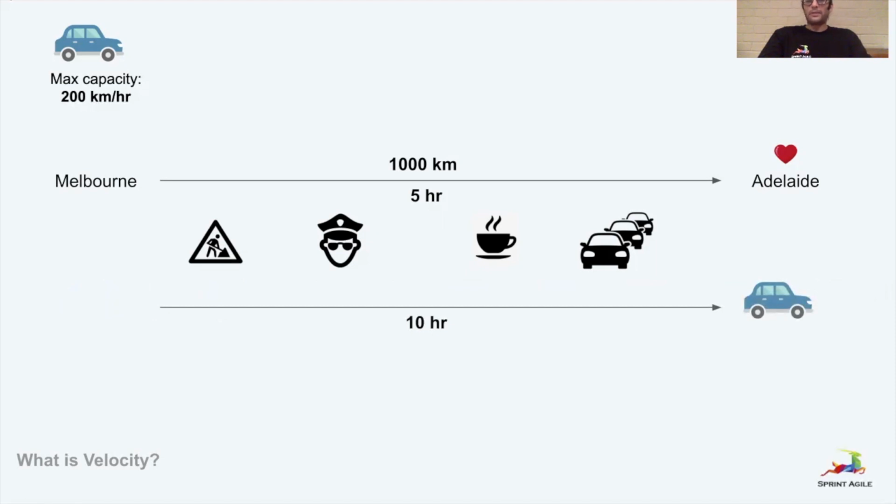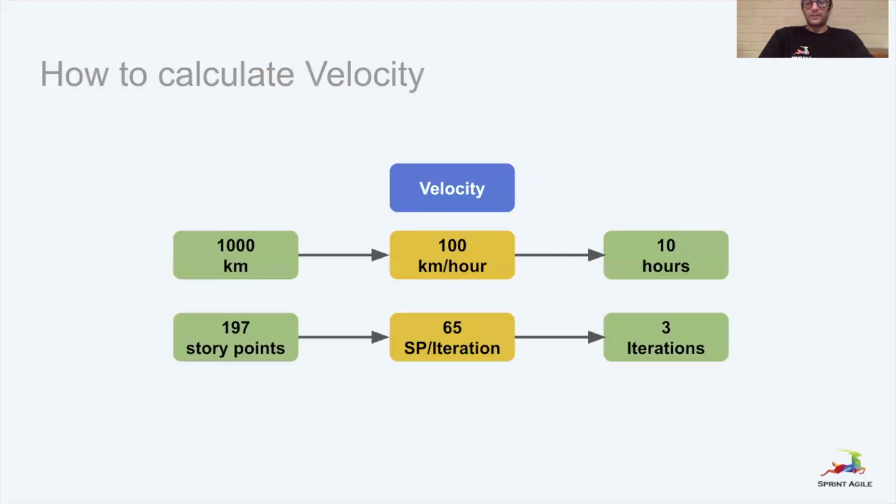And basically you ended up with an unhappy partner because you gave your partner an invalid expectation. That's because you planned based on your full 100% capacity, 200 kilometers per hour, and you didn't consider anything that would slow you down. And that's basically exactly what happens in organizations. So let's have a look and see how to calculate our velocity.